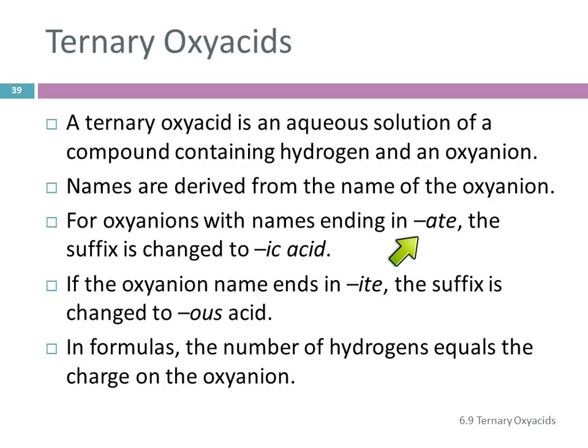So if the oxyanion name ends in -ate, we change the ending to -ic acid. If the name ends in -ite, we change it to -ous acid. Oh, I meant to italicize acid there, I forgot. So that can be a little tricky to remember, which one goes with which. So I have a silly sentence for you.